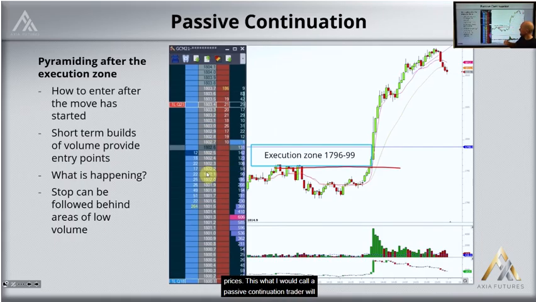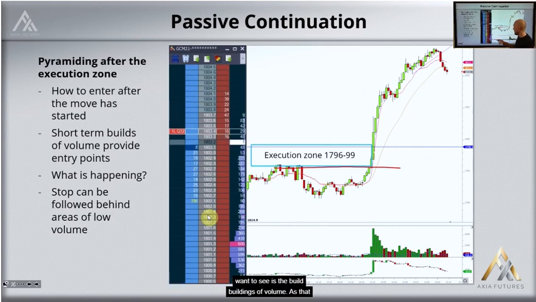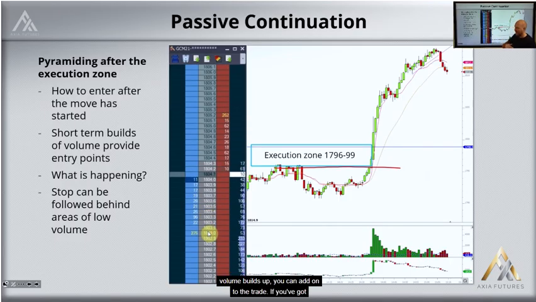So this is what I would call a passive continuation trade. We'll do more and more at this when we do order flow. But the simple idea behind it, you can't know where you can pyramid here. What you can know though, is what you want to see to pyramid. And what you want to see is these buildings of volume. As that volume builds up, you can add on to the trade.